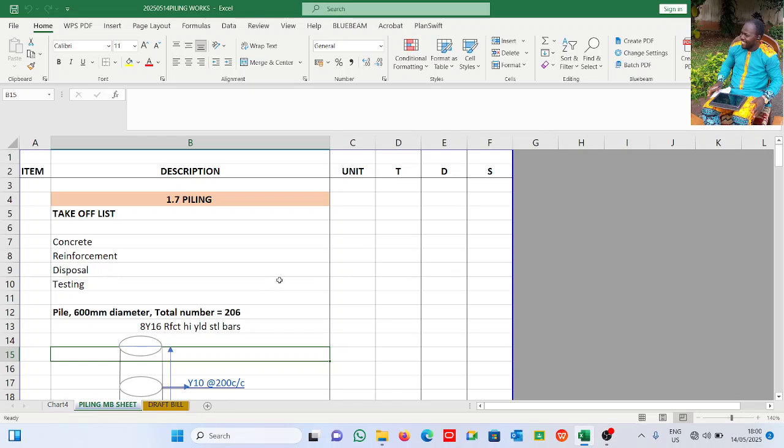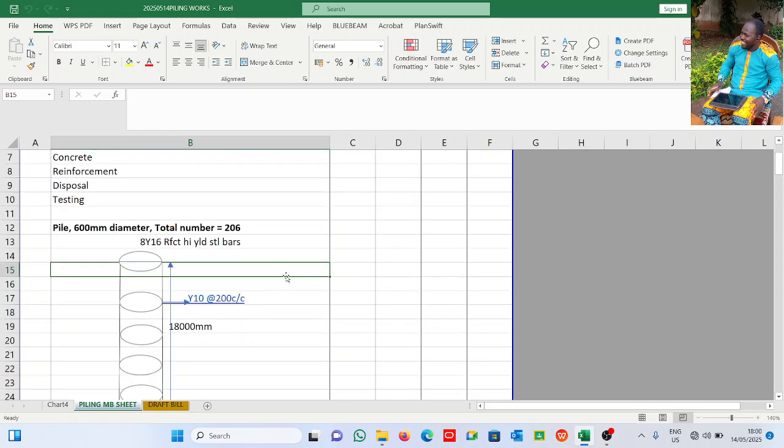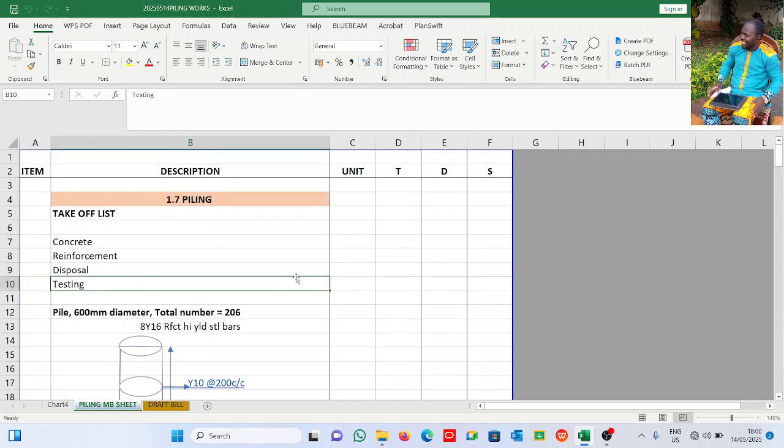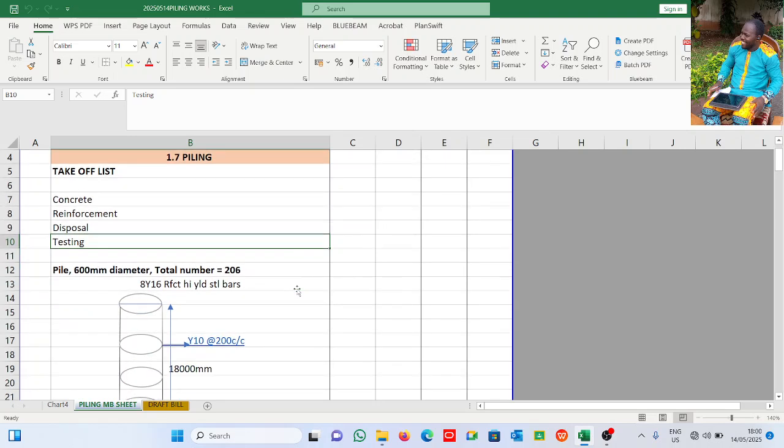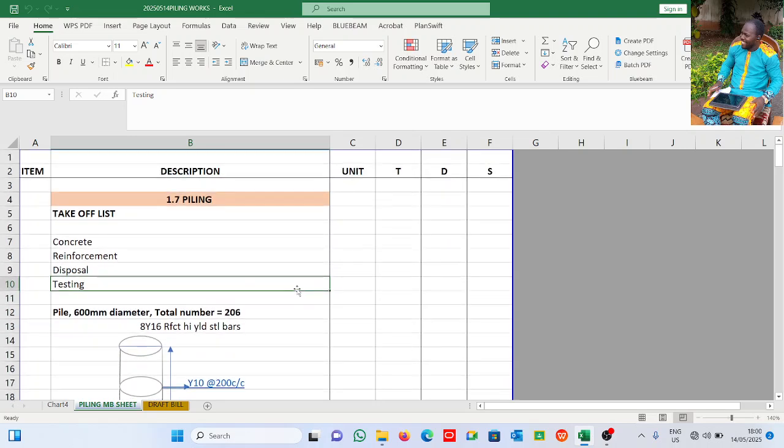Now in this tutorial I'll be putting us through how to measure piling works. Piling works is in section 1.7 of the BESMM 4R, the Building and Engineering Standard Method of Measurement 4 Revised. Alright, so we'll just go straight. If you reference your BESMM 4R, you see the take-off list: concrete, reinforcement, disposal, and testing.